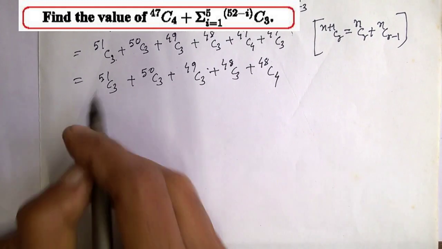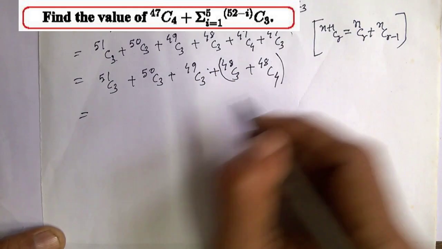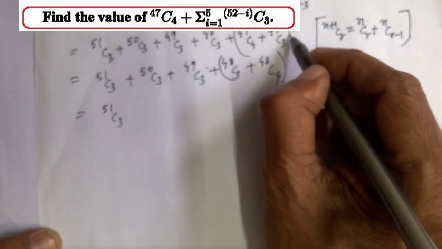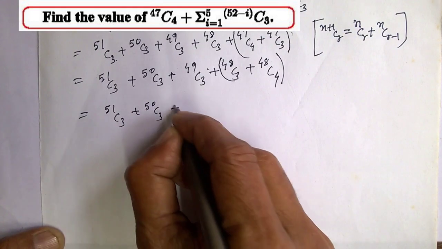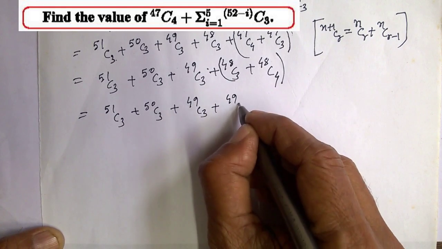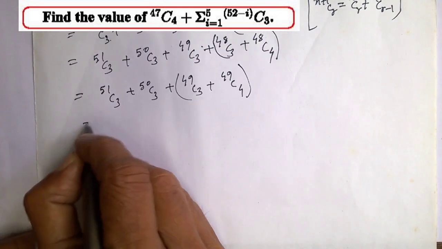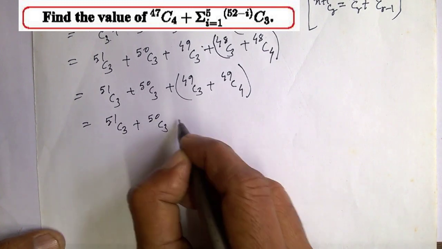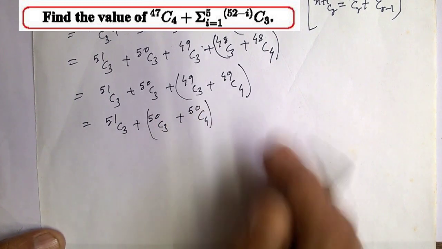So, in the same way, these two we consider, giving a bracket. Here also we should give a bracket to better understand. This will be 49C4, again bracket. Again bracket.